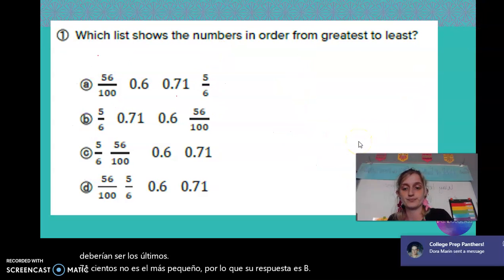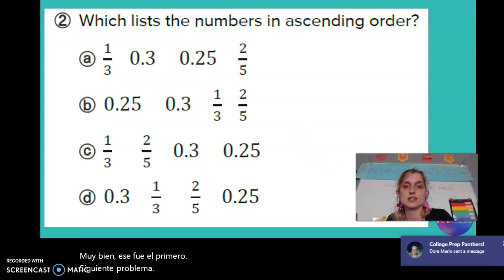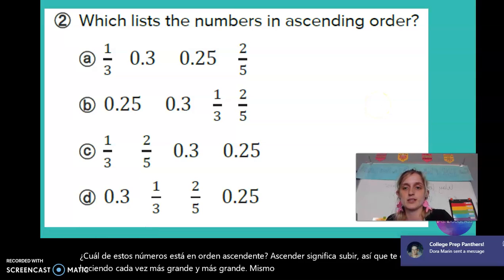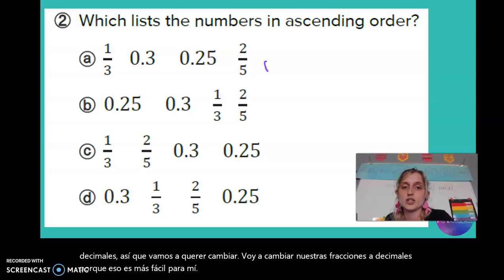All right, that was the first one. Next problem: which of these numbers is in ascending order? Ascend means to go up, so you're getting bigger and bigger. Same deal, we have fractions and decimals, so we're going to want to change. I'm going to change our fractions to decimals because that's easier for me. Let's start with 2/5. I can change that pretty easily to tenths. 5 times 2 is 10, so 2 times 2 is 4. This makes 0 and 4 tenths.